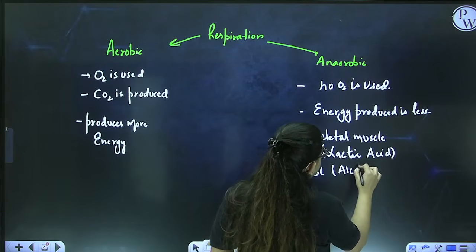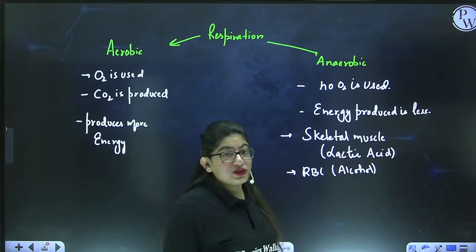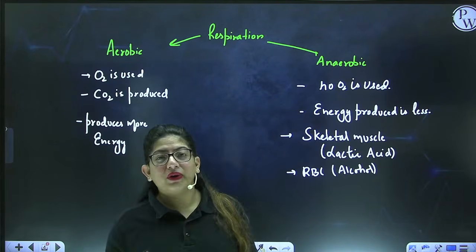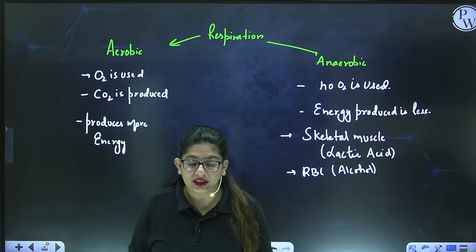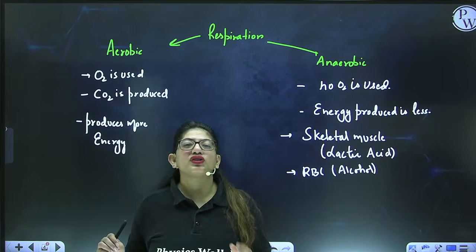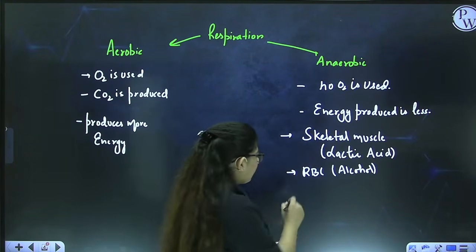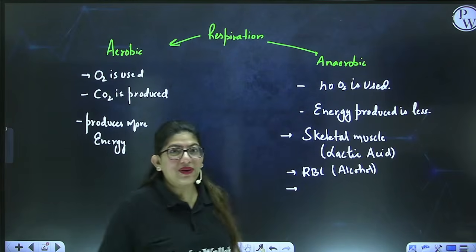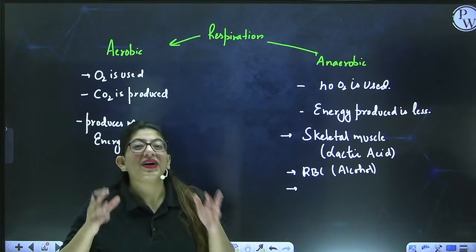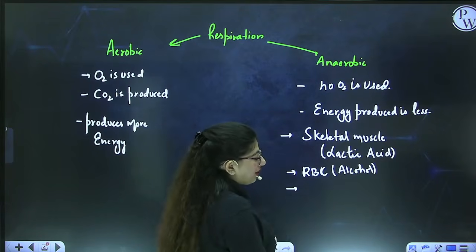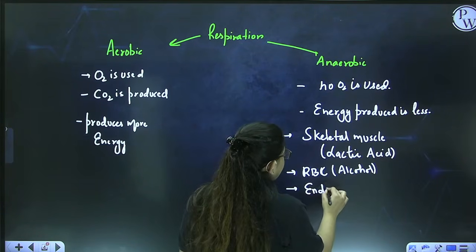Also in our RBC. RBC does not have a nucleus, it does not have mitochondria, so it will undergo anaerobic respiration, because in aerobic respiration you need mitochondria, but in RBC mitochondria is absent. Yes, this must be a surprise for you, ma'am. RBC also undergo anaerobic respiration. What are the other examples? Endoparasites in our body.